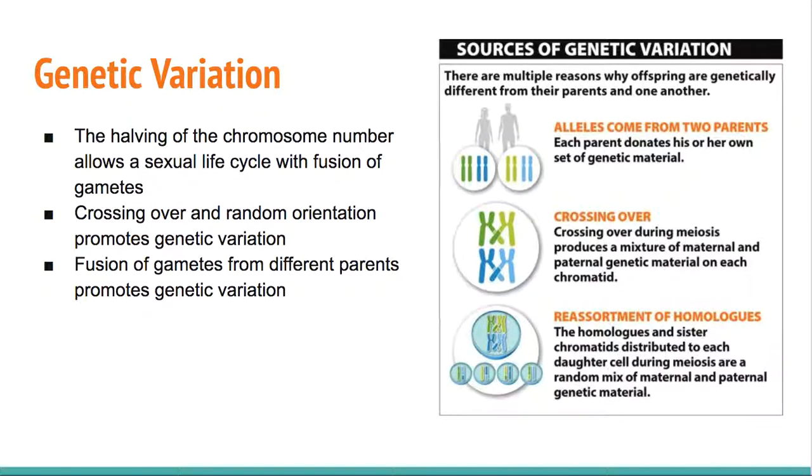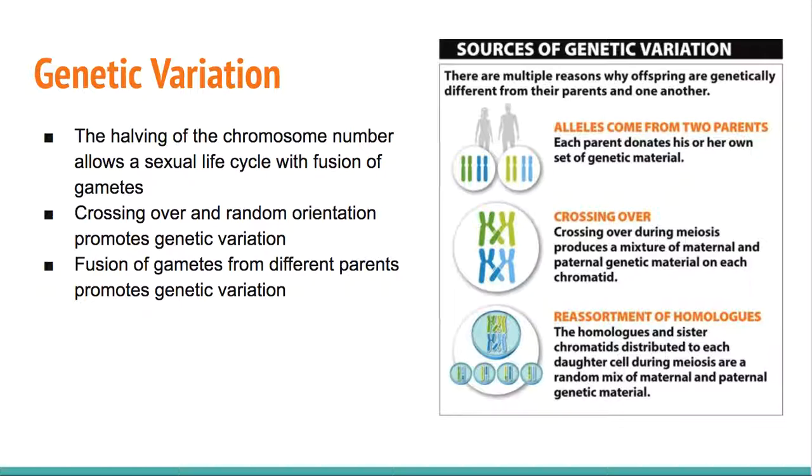So, genetic variation. The halving of the chromosome number allows a sexual life cycle with fusion of gametes. So now we have the crossing over, if you remember, and random orientation, which both promote genetic variation. And this is all caused through the fusion of gametes. Now you can see a little summary in the diagram. There are multiple reasons why offspring are genetically different from their parents and one another. And that's why you don't look exactly like your mom or exactly like your dad. And siblings, unless they're identical twins, don't usually look exactly the same.